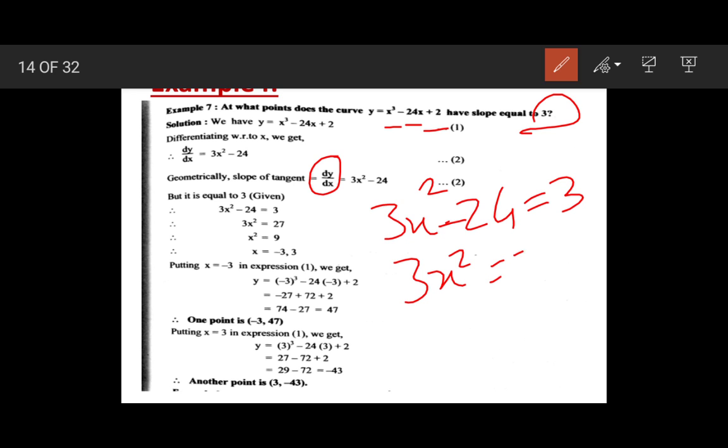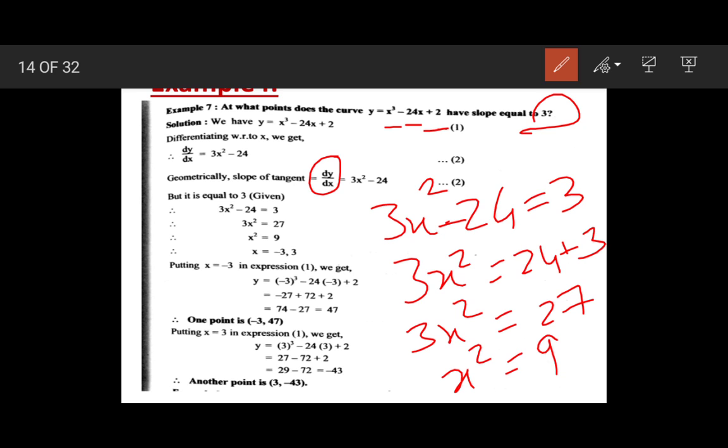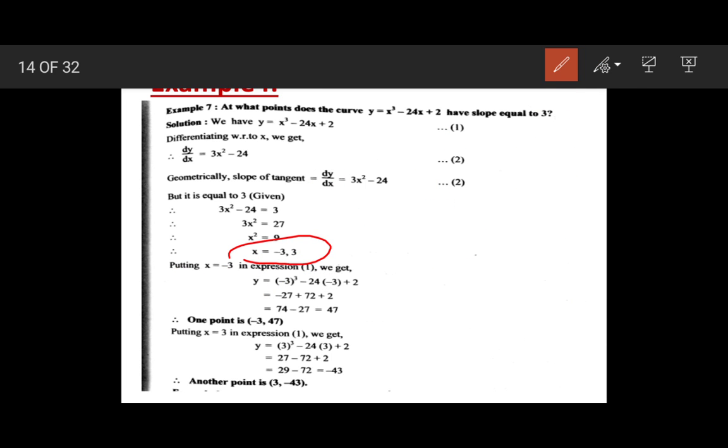So that means 3x square is equal to 24 plus 3. 3x square is equal to 27. So x square is equal to 9. So x is equal to plus minus 3. Okay. Now after getting this x value, x is plus minus 3. Now when x equal to minus 3, okay, then we substitute x as minus 3 in this equation and we will get the y value as 47. So when x equal to minus 3, then y equal to 47. Then when x equal to 3, then substituting 3 in this equation, we get y as minus 43. So when x is 3, y will be minus 43. So the points are minus 3, 47 or 3, minus 43.